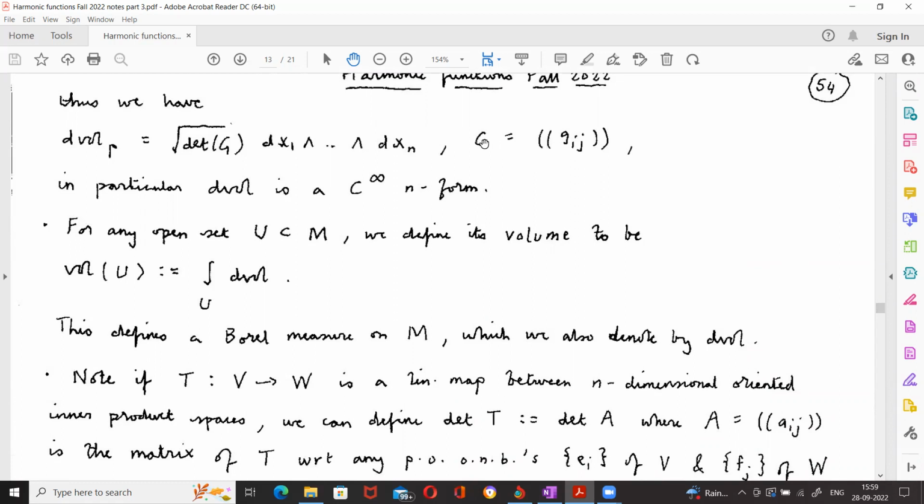So this determinant G is a smooth function, and so is its square root. Therefore, dvol is a smooth form. Is this okay? So this is the standard formula for the volume form of a Riemannian manifold. And so for any open set U, we can define its volume to be the integral of this form dvol over U. This defines a Borel measure on M, which we also denote by dvol. So we have a volume measure on any Riemannian manifold.